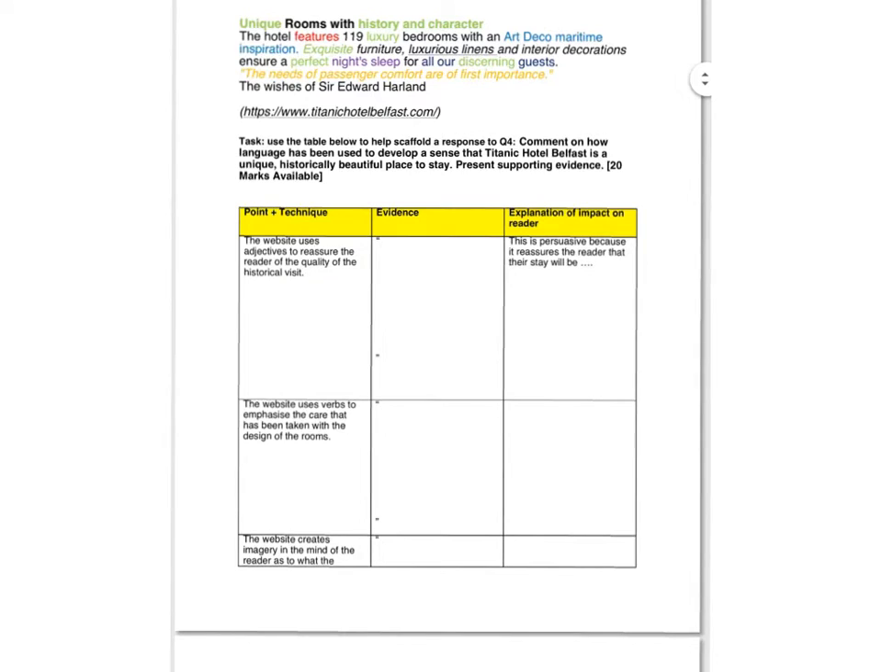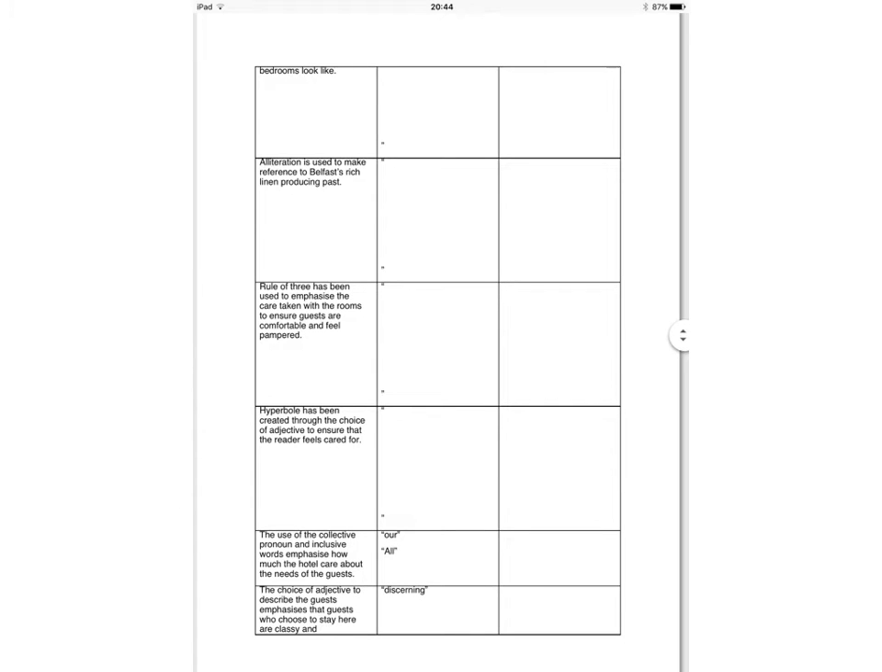What about the whole idea of maritime? So it might be interesting for you to find out what maritime is and also research what Art Deco is if you're able to do this successfully. Then if you look at the verb choices, you need to find verbs that emphasise the care taken with the designing of the rooms. Then you might want to talk about how the website creates imagery in the mind of the reader of what the bedrooms look like. And again, feel free to flick back to have a look at that little paragraph to try and hunt for those.